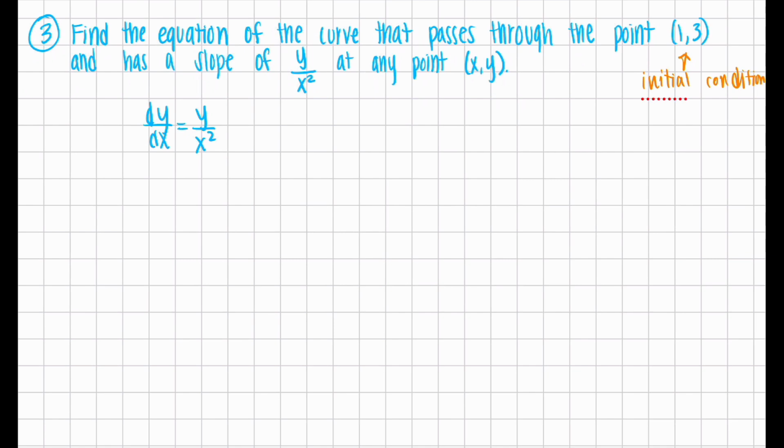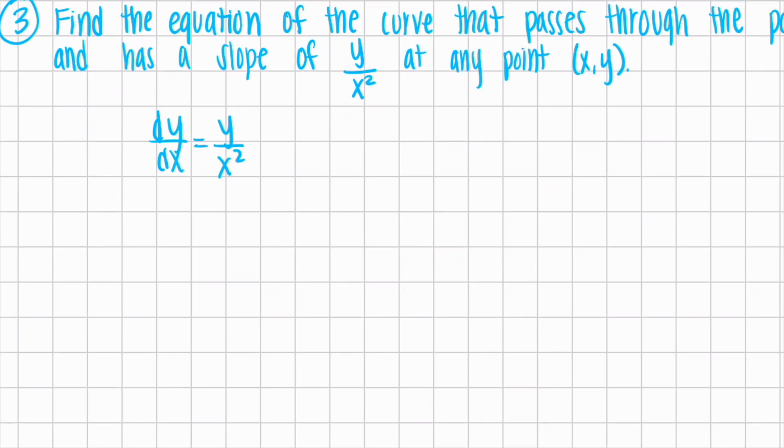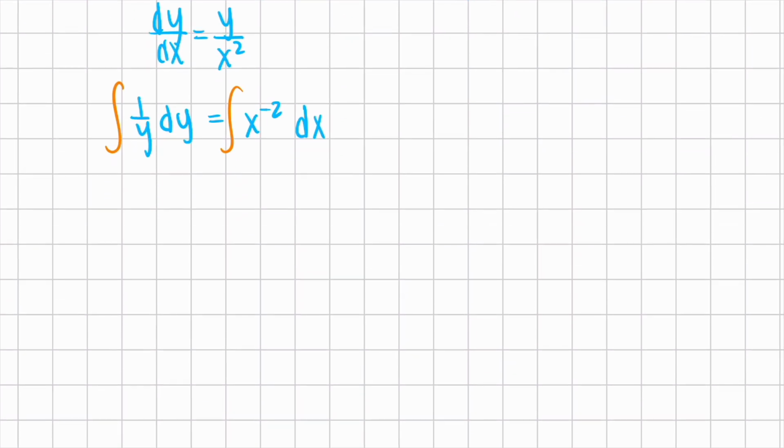So notice we still have our same situation. We're going to start by separating our variables. I'm going to divide by y on both sides, so I have 1 over y dy. 1 over x squared is the same thing as x to the negative 2. And then I'm going to multiply both sides of the equation by dx. Once you have the variables separated, we're going to integrate both sides. We get natural log of the absolute value of y equals negative x to the negative 1 plus c.